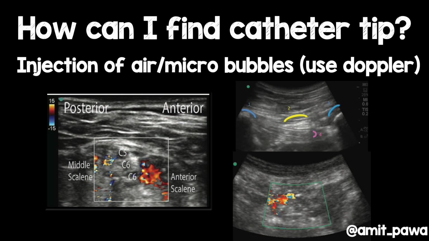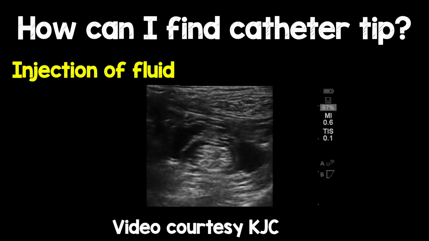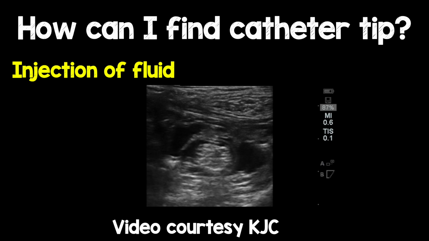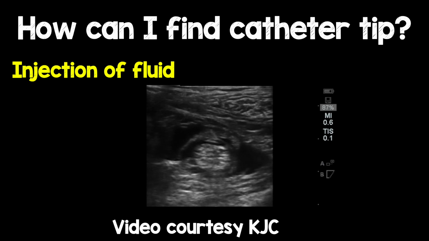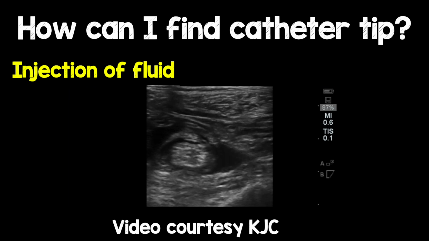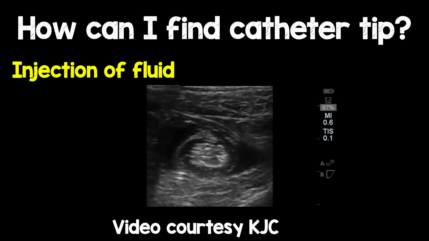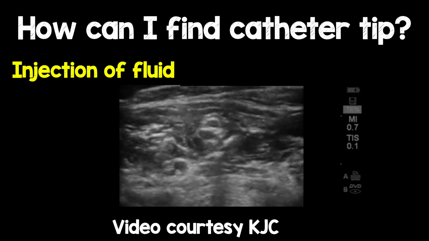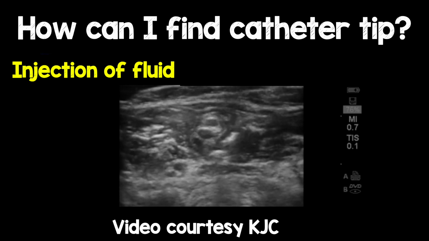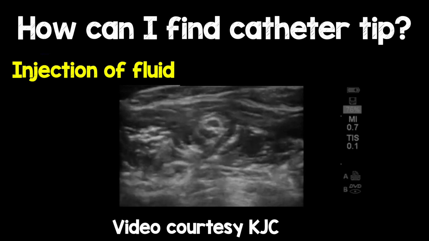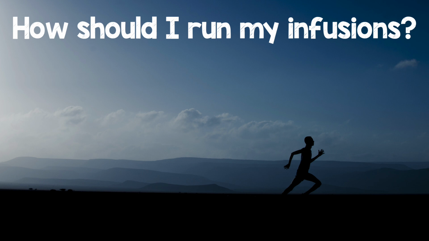You see that sort of spatter effect, and so you know where the air is being injected at the tip of the catheter. This is what it's like if you inject fluid via the catheter and you're watching for that space to be expanded. That's one way of identifying where the catheter tip lies. And this is again another example here. So you're looking for where the catheter expansion is occurring due to injectate via the catheter.